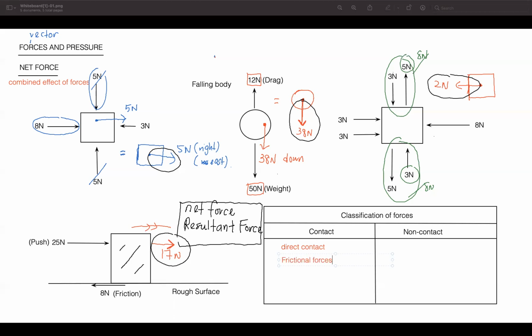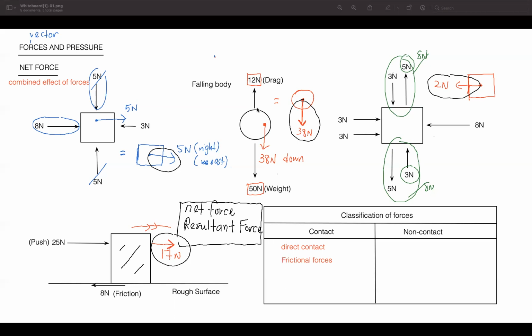Frictional forces. Friction can come in different forms with surface. Okay, for example, like this one, the last example here, a rough surface, or it can be friction with air, like the drag. Okay, that is also considered friction with air. Or it could be friction with water. An object moving in water, there's a friction with water. Okay, or we call it water resistance.